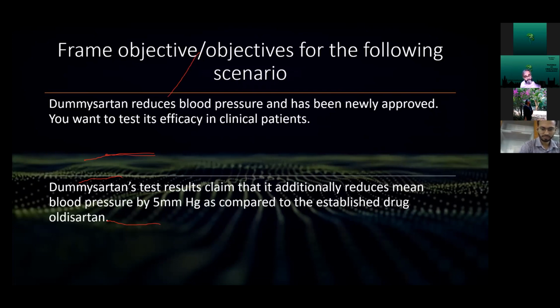If anybody wants to answer this: telmisartan reduces blood pressure and has been newly approved. You want to test its efficacy in clinical patients. What should be your objective? I'm not asking for the research question because that is kind of a giveaway. What is going to be your research objective?